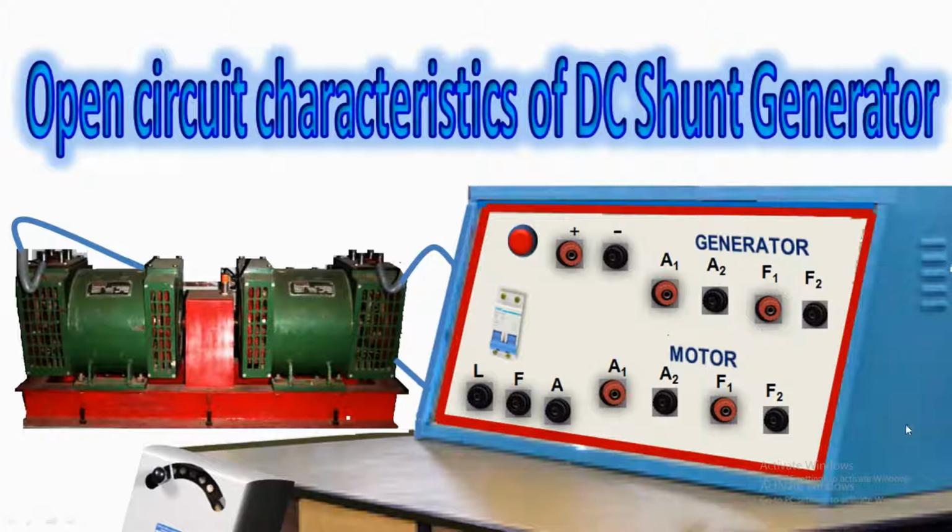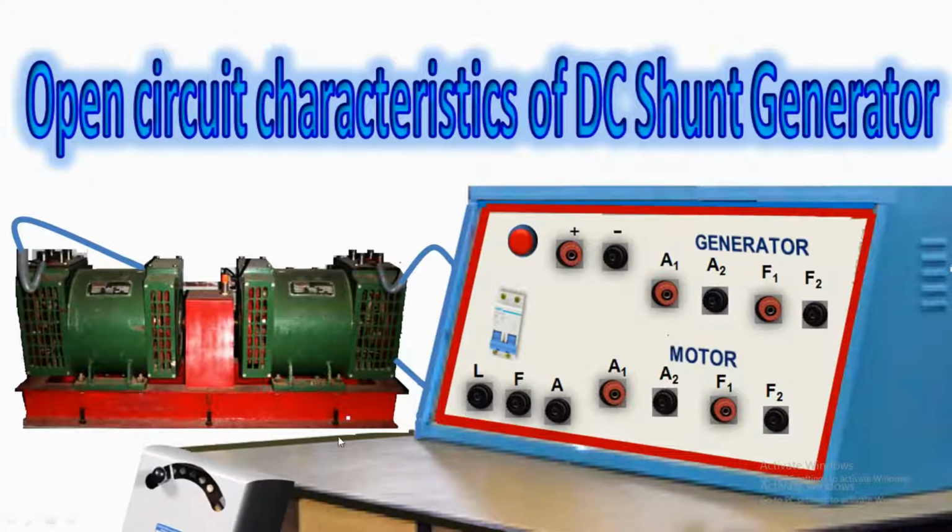This is the connection table. Here the generator armature terminals are A1, A2, and the field terminals are F1, F2. The motor armature terminals are A1, A2, and the field terminals are F1, F2.